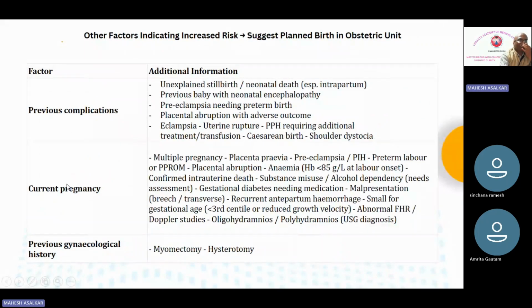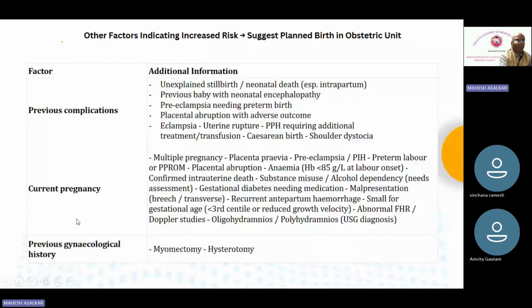Now, other factors indicating increased risk and suggesting planned birth in the obstetric unit. Up till now, what we have seen were the medical conditions. Now we will see other complications, mostly obstetric complications, either in the previous pregnancy or in the current pregnancy. Previous complications such as unexplained stillbirth, neonatal death, previous baby with neonatal encephalopathy, preeclampsia which required preterm delivery, abruption with adverse outcome, eclampsia, uterine rupture, etc. In such cases you have to go for obstetric unit delivery.